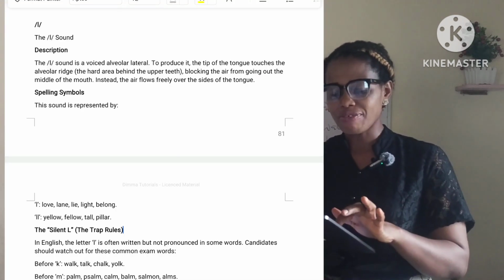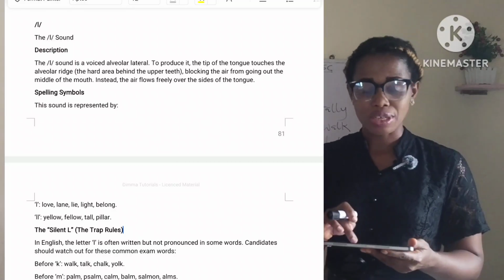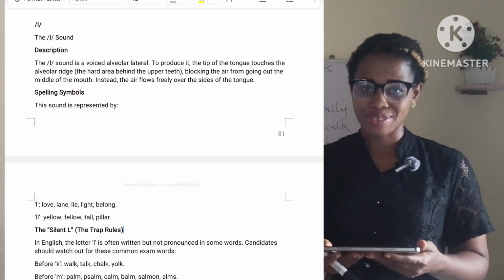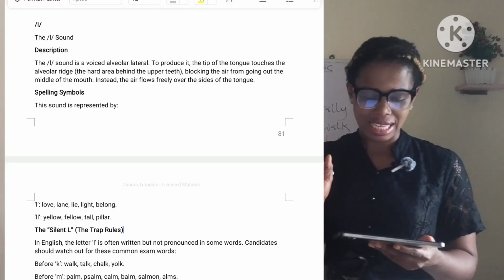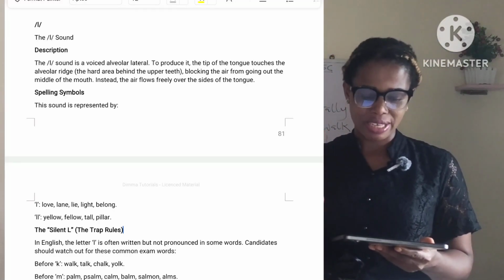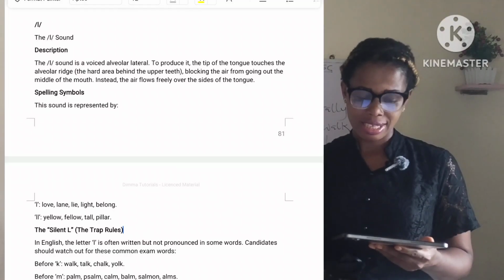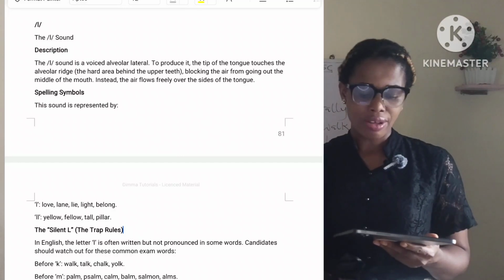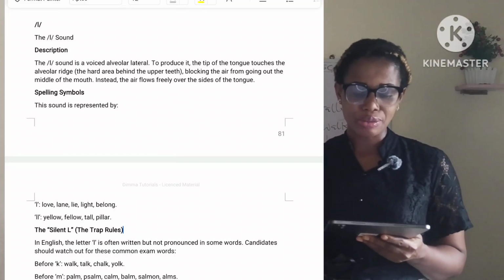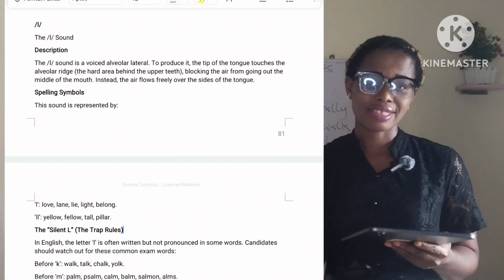I'm going to leave you to read the description of the O sound. Let's go straight to the part that is important for these questions, the silent letter. Let's start from the spelling symbols. This sound is represented by letter L, like in love, lane, lie, light, belong. LL, like in yellow, fellow, tall, pillar. These are places where you find the L sound.